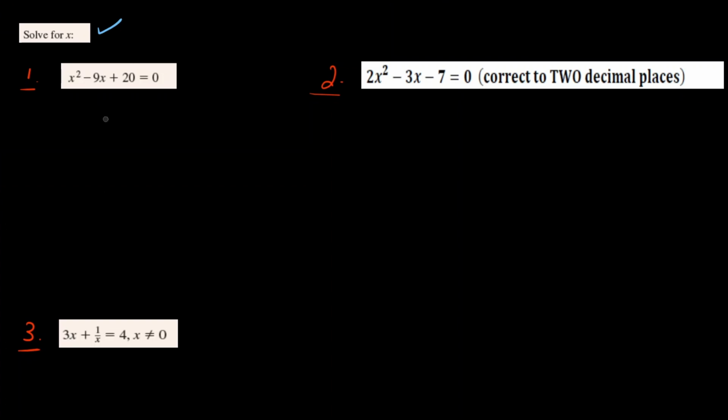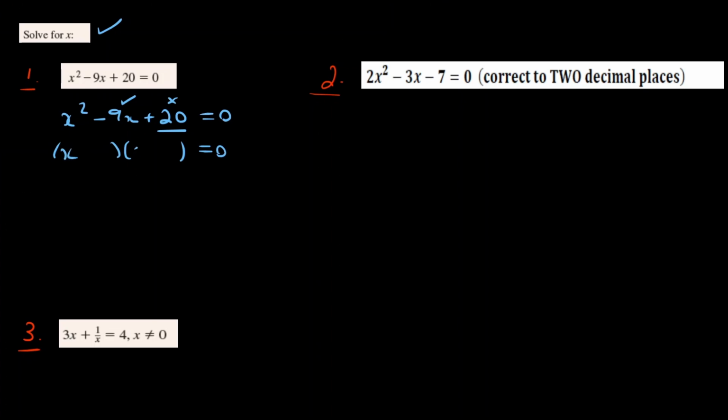So the first question, you're given x squared minus 9x plus 20 is equal to 0. So we have to solve for x there. This is a quadratic equation. To solve this, we need to find the factors of 20. Those which we add or subtract will give us negative 9, and those which we multiply will give us positive 20. Factors are numbers that can go into 20 without leaving any remainder.